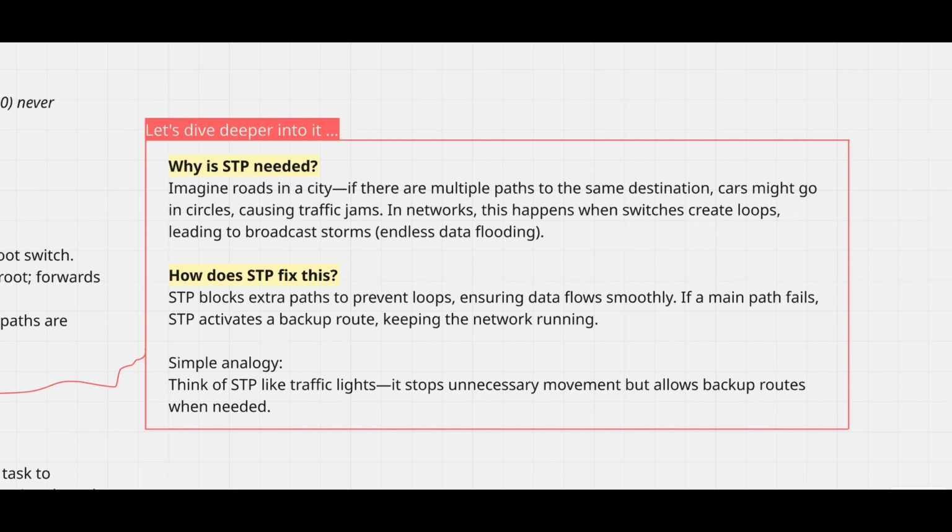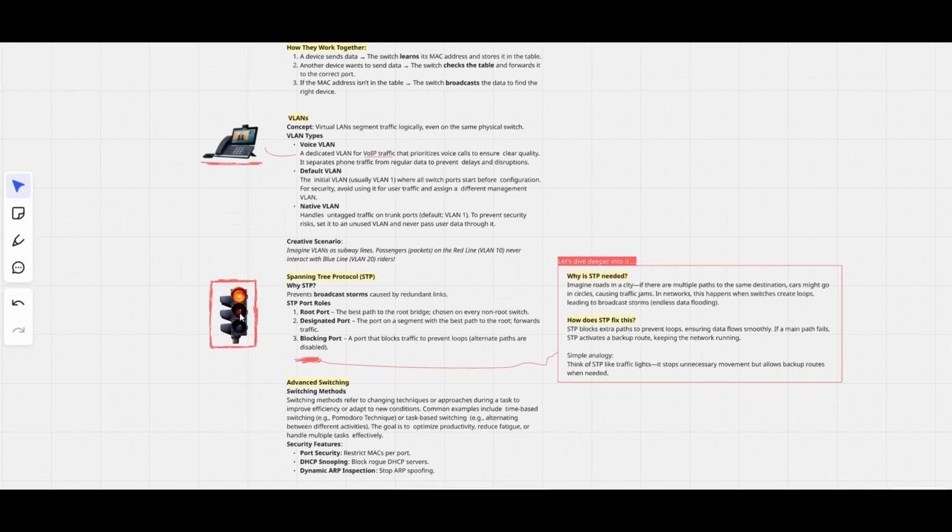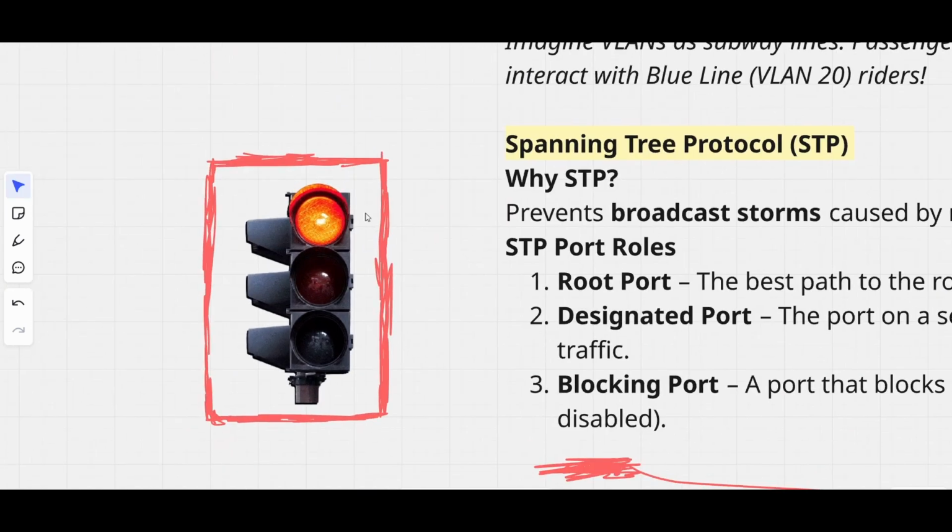How does STP fix this? STP blocks extra paths to prevent loops, ensuring data flows smoothly. If a main path fails, STP activates a backup route, keeping the network running. Simple analogy: think of STP like traffic lights. It stops unnecessary movement but allows backup routes when needed.